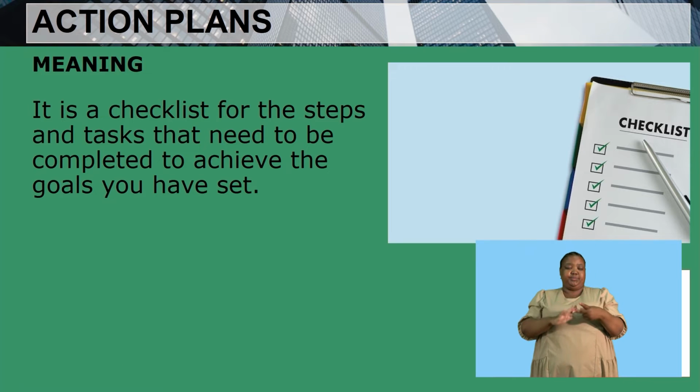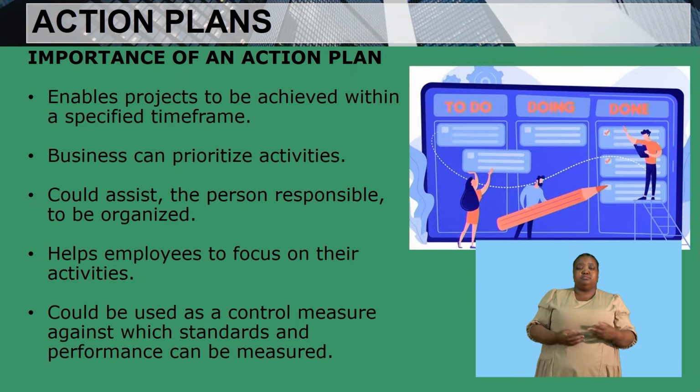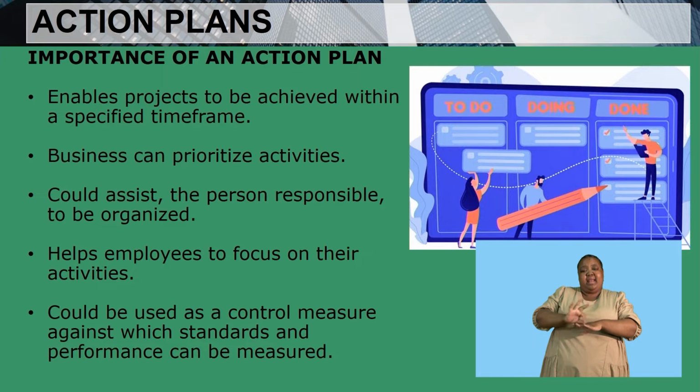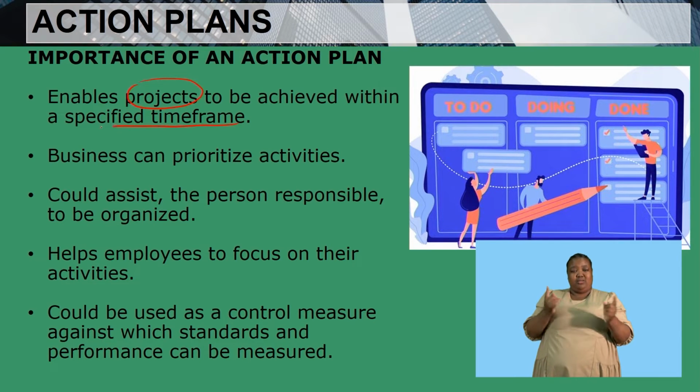Then we have an action plan. An action plan is simply a checklist of the steps and the tasks that need to be completed. Or in simple terms, it is what you need to take your business plan and transform it into an actual business. Then, why do we need these action plans? It is important because it enables the projects that you will be doing to be achieved within the correct time frame. So you are simply planning how you can take your ideas and put them into reality and make sure that these things are done on time.